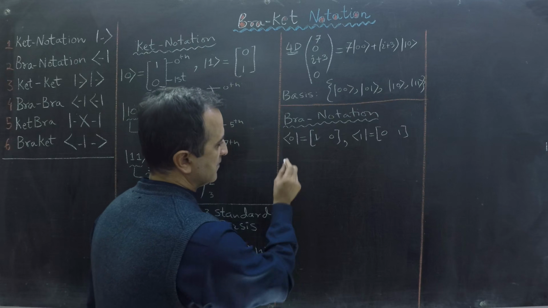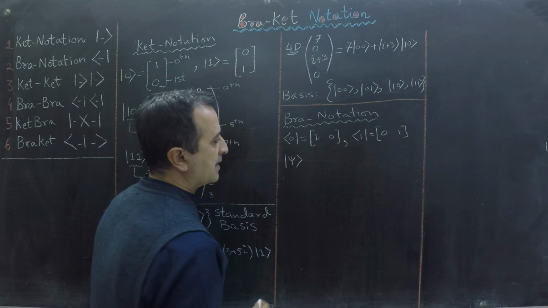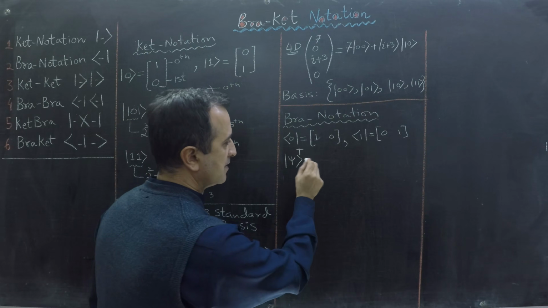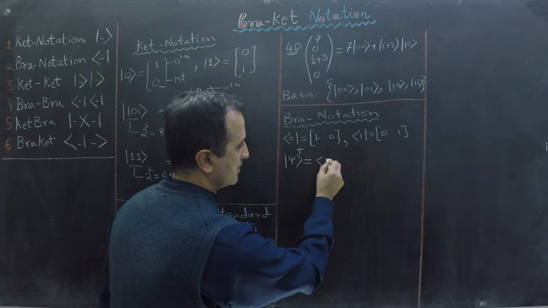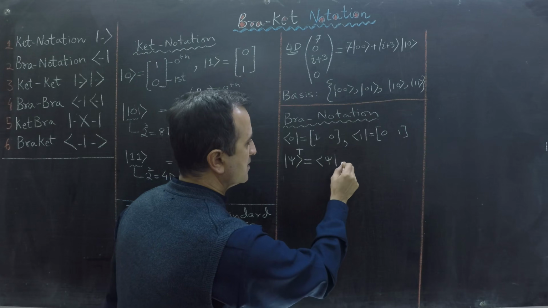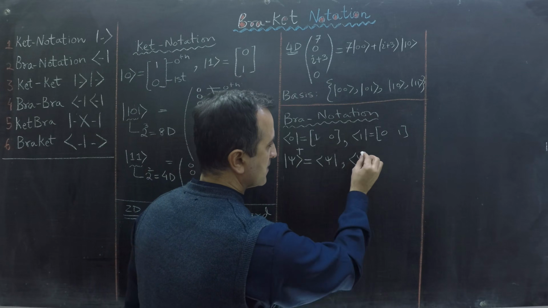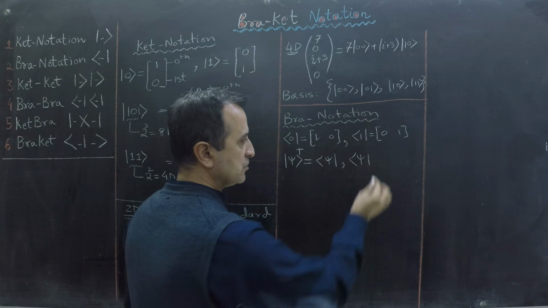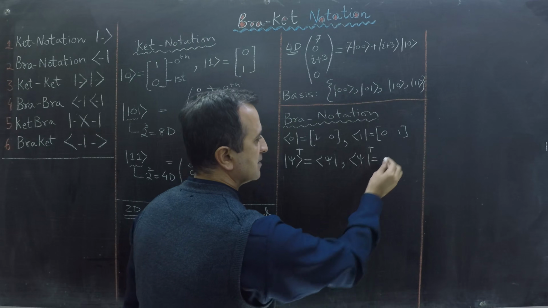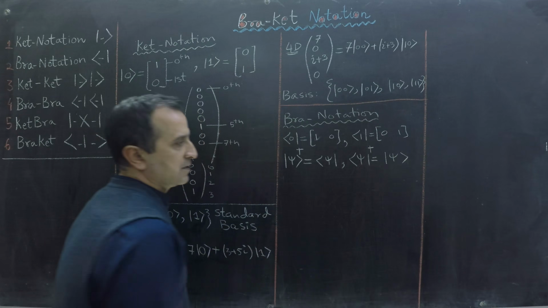If I have Ket psi and I take the conjugate transpose of Ket psi, then I will get Bra psi. I will explain what conjugate transpose means. Similarly, if I have Bra psi and I take the conjugate transpose of Bra psi, I will get Ket psi.